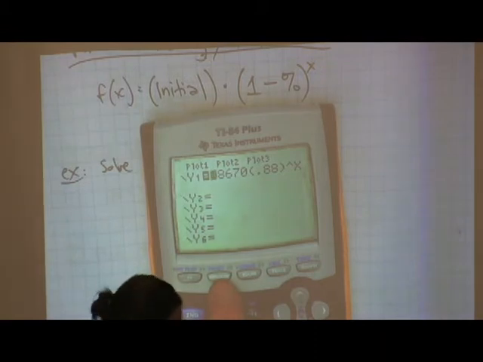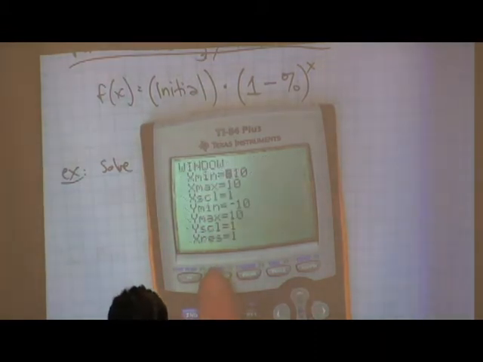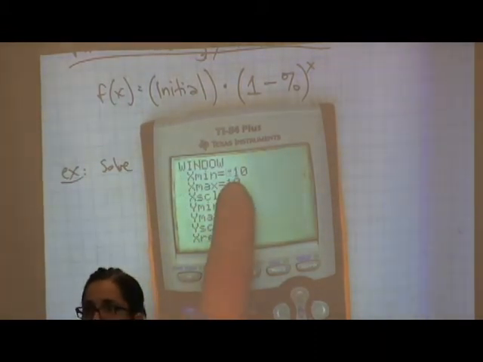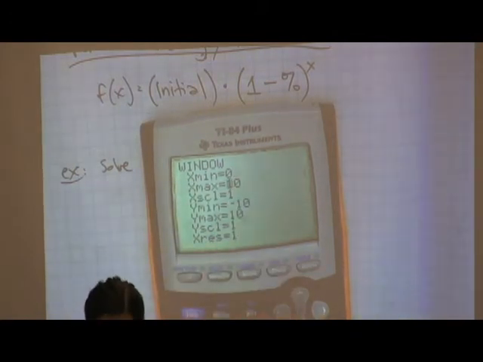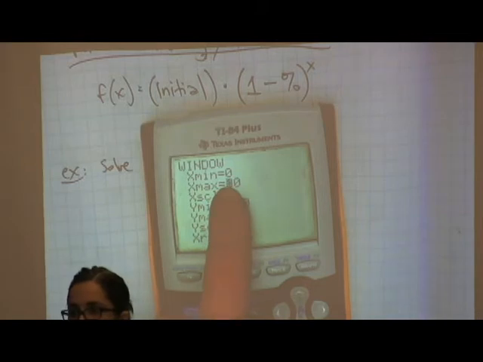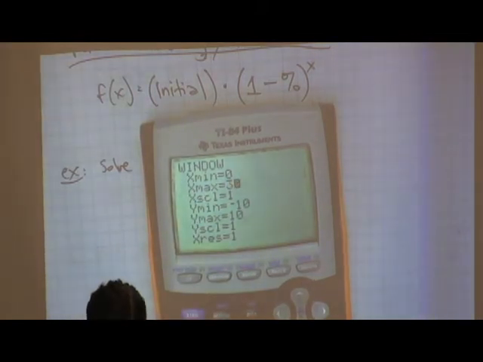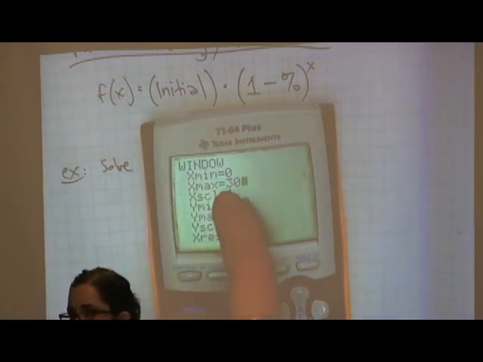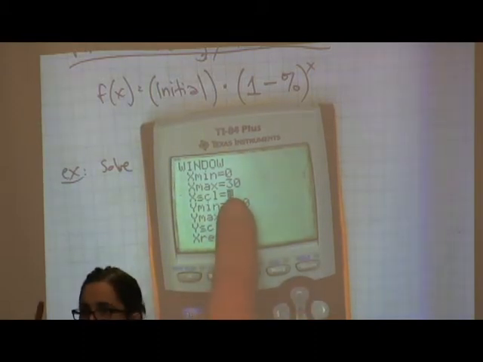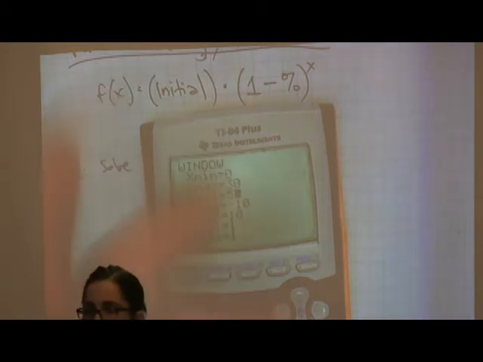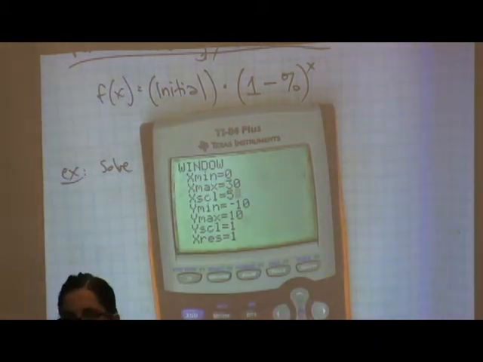Okay, so I need to change my window. So I'm going to go to window. My X's, my years, I don't have negative years. And we just saw on our table that it's going to be somewhere between 28 and 29 years. So I'm going to make my X max 30. So I want to say all the way out to 30 years. The scale is just how many tick marks there are going to be. I could put a tick mark every one. I'm going to change mine to 5 just because I don't want a lot on my graph.